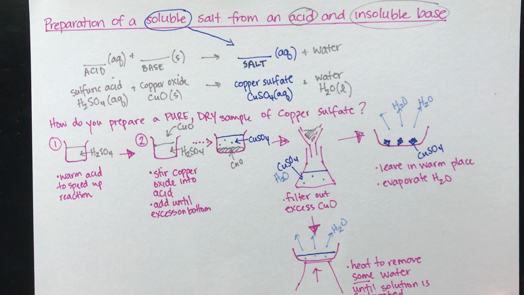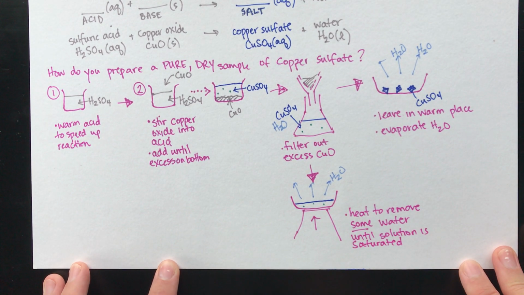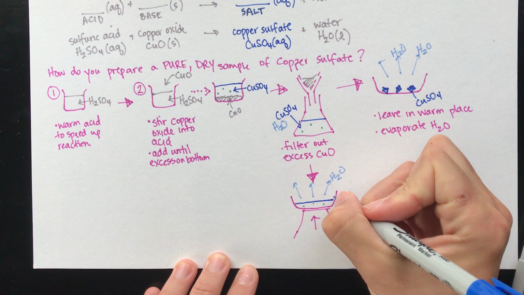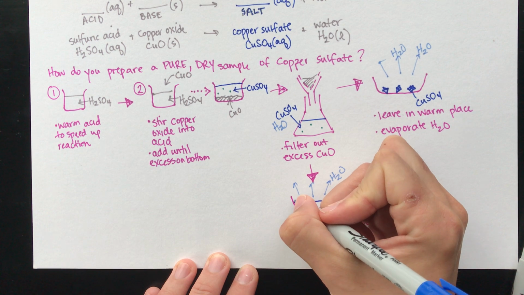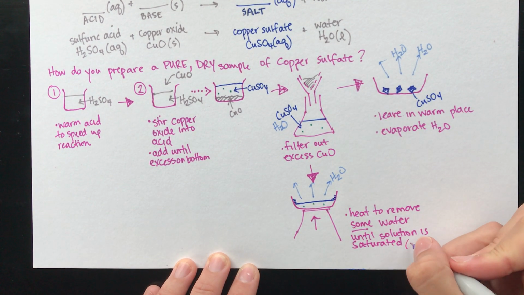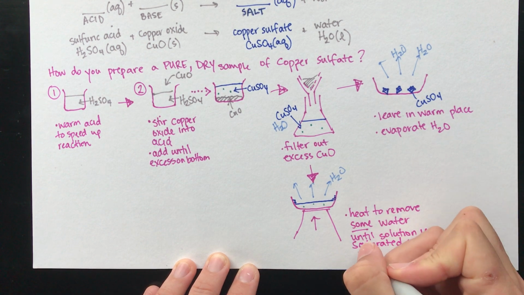Just move this up a little bit. There we go. How do we tell it's saturated? Well, you usually can see a few little crystals start to form on the side of the basin. Okay, if you can see that, you know it's reached the crystallization point.